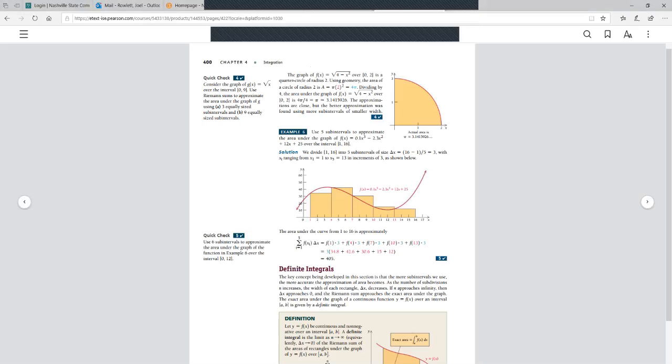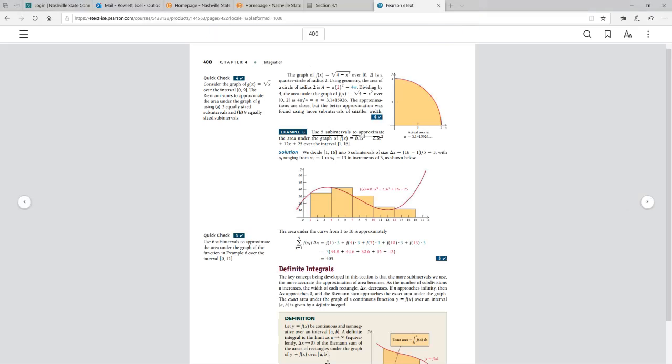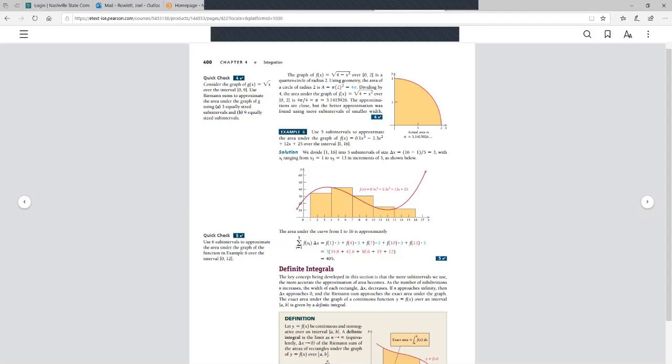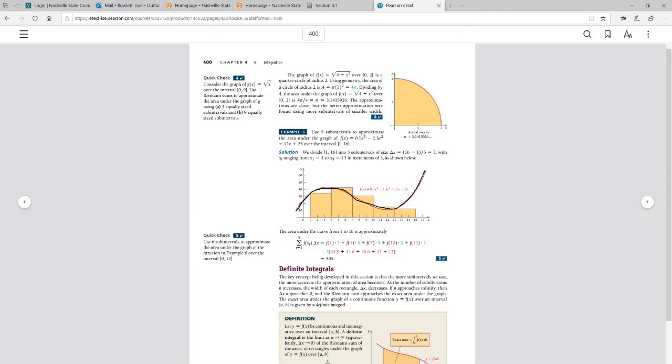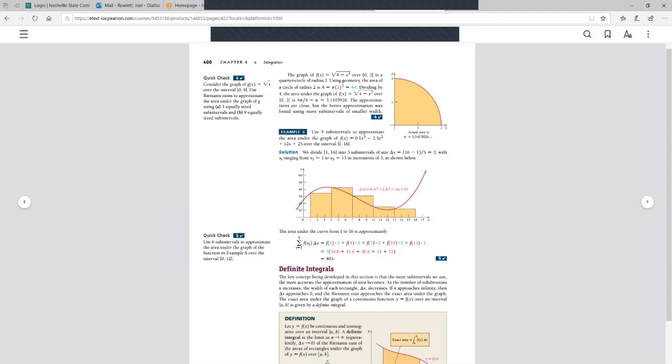Example 6 says to use 5 subintervals to approximate the area under the graph. And the graph is the function 0.1x cubed minus 2.3x squared plus 12x plus 25. And we are over the interval from 1 to 16. So here we go. This is the graph of the function right here. And we could have typed this into Desmos and we would have gotten the same picture. That's fine. So that's what the function looks like.